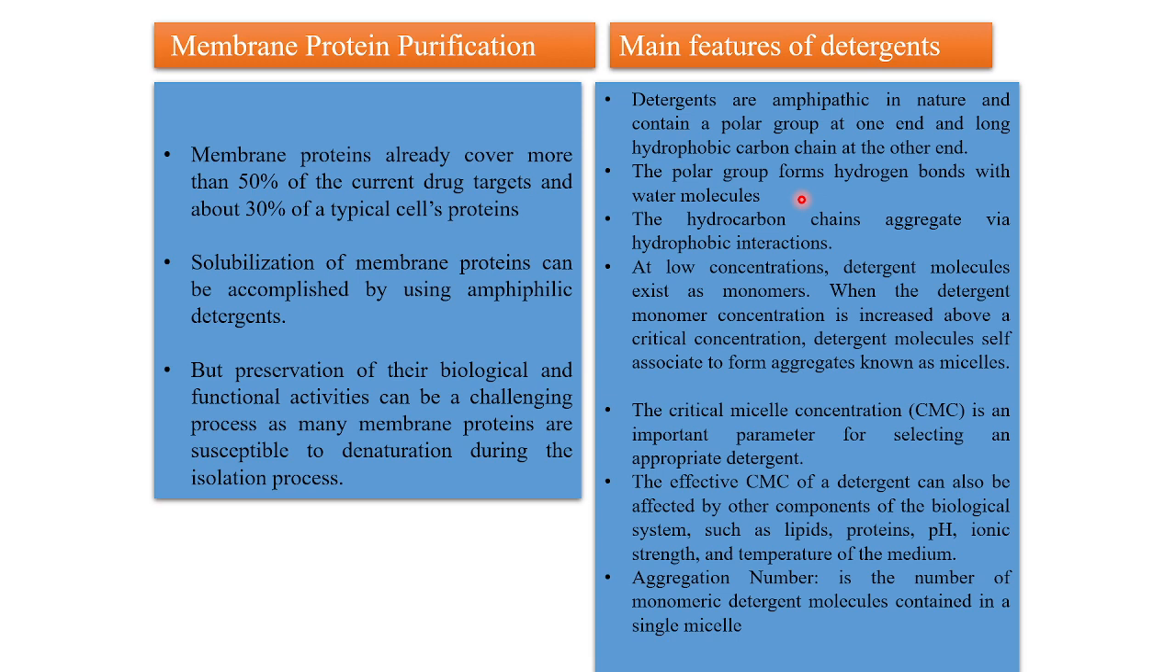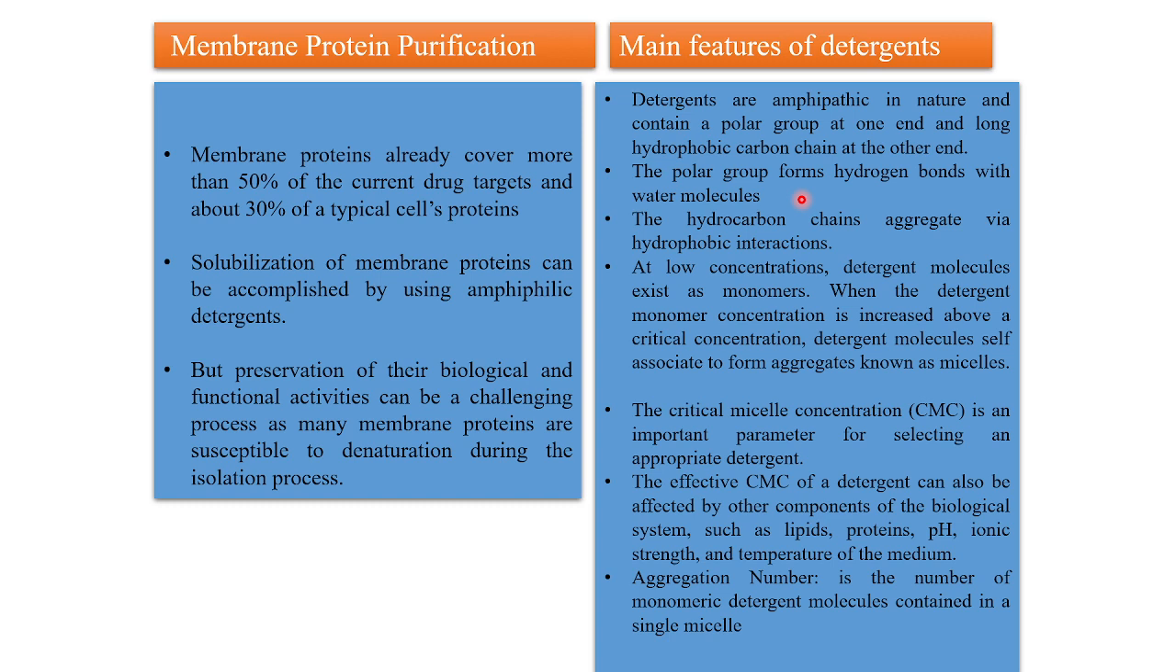Now this critical micelle concentration is very, very important because it is affected by other components like lipids, the number of lipids, the concentration of your proteins, how many proteins are there, the type of proteins that are present, your ionic strength, and the temperature and pH. Those will actually affect your micelle formation, or at what concentration the micelle is going to form. Okay, so these are the factors that affect CMC formation.